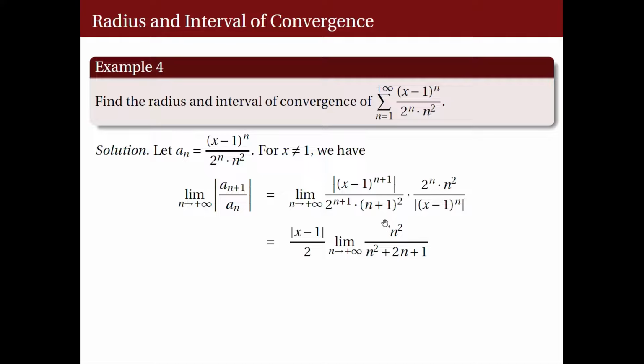Notice that this is indeterminate of the form infinity over infinity. Hence, we can use L'Hopital's rule, or simply we can multiply by 1 over n squared over 1 over n squared. Simplifying this expression, we have the absolute value of (x minus 1) over 2 times the limit of 1 over 1 plus 2 over n plus 1 over n squared as n approaches positive infinity. As n approaches positive infinity, 2 over n and 1 over n squared go to 0, and therefore the limit is equal to the absolute value of (x minus 1) over 2.